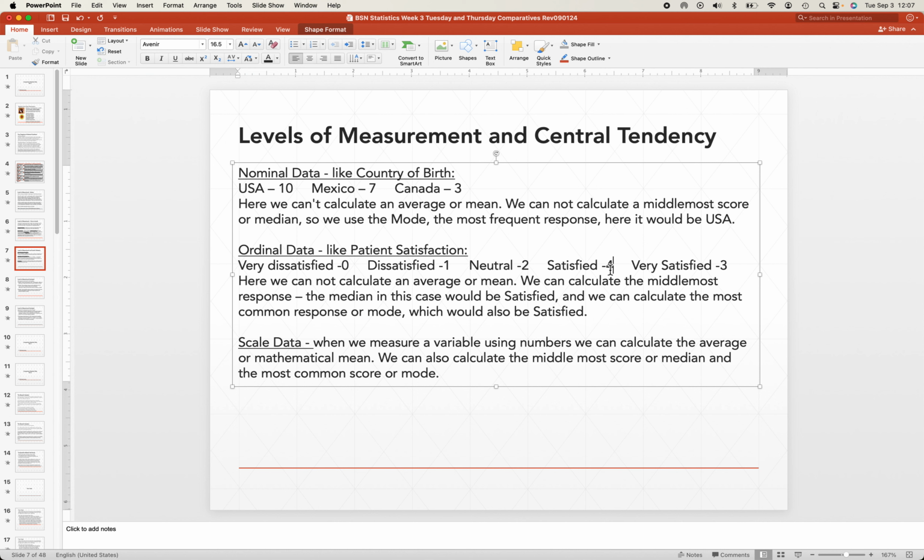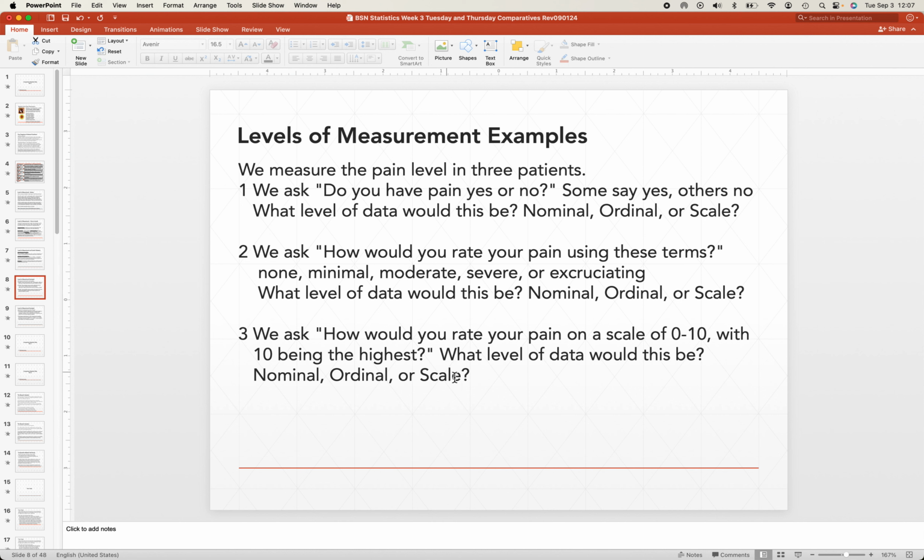It is possible to have what's called bimodal data. For example, if we had 4 who were also neutral, so the most frequent response is 4, but it's for satisfied and neutral, that's considered to be bimodal data. Scale data is when we measure a variable using numbers, and here we can calculate the mathematical average or mean. We can also calculate the middlemost score and the most common score.